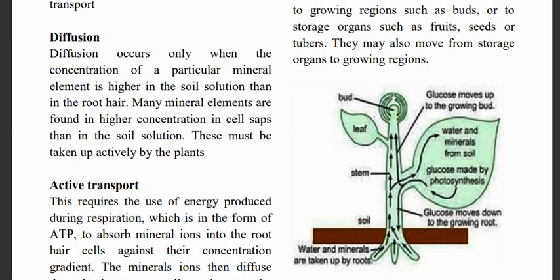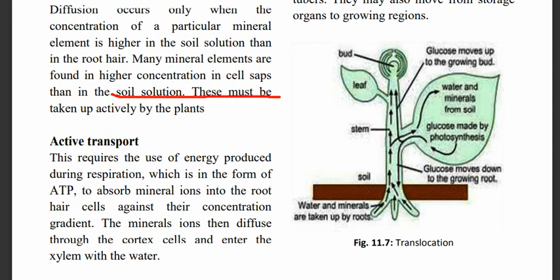Now let's look at the diffusion process. Diffusion occurs only when the concentration of a particular mineral element is higher in the soil solution than in the root hairs. Many mineral elements are found in higher concentration in the plant sap than in the soil solution. These must be taken up actively by the plants.